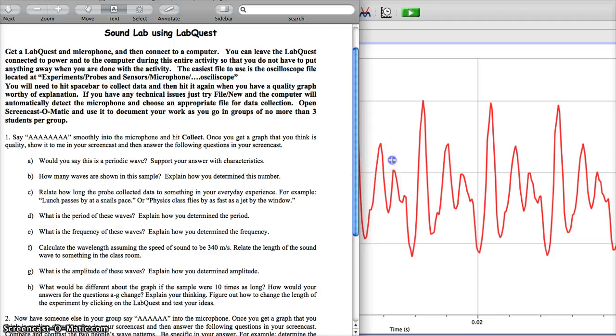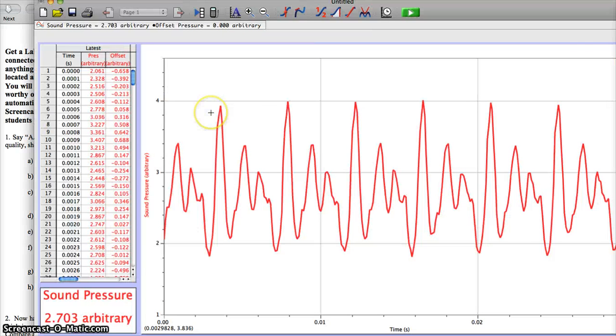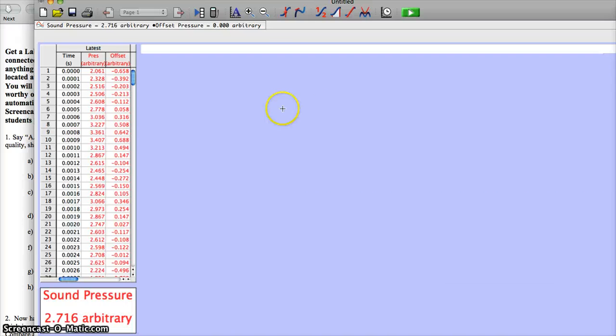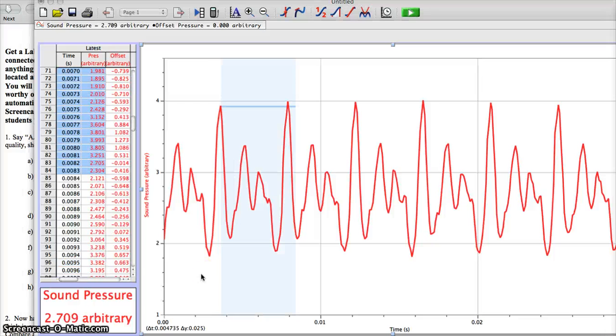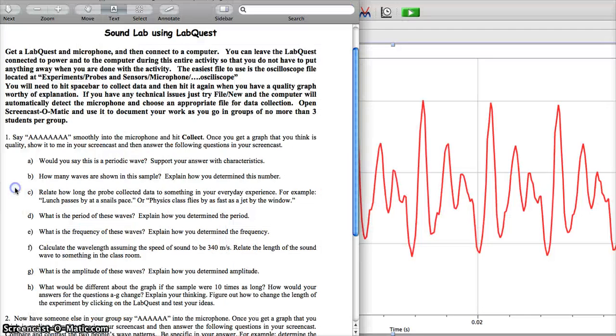What is the period of these waves? Well, it's the little space between the two high points, which is 0.005 seconds. The distance between these two, which is basically the same for all of them.